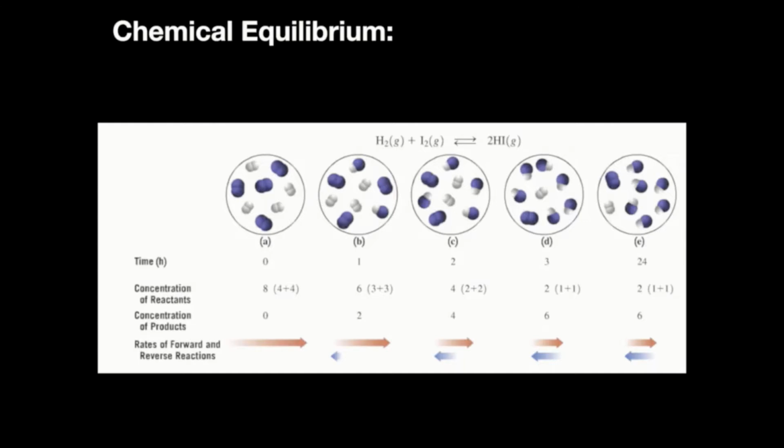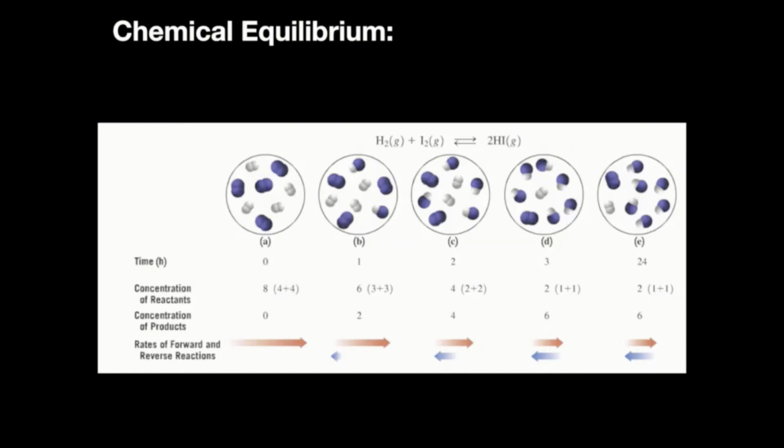At that point, the rate of the forward reaction equals the rate of the reverse reaction, and you are at chemical equilibrium. You wouldn't see a change in the concentration of H2 and I2 or HI, because H2 and I2 are going to be used up at the same rate that HI is used up. So there's no change in concentration, because at chemical equilibrium, the rate of your forward reaction and the rate of your reverse reaction are the same.